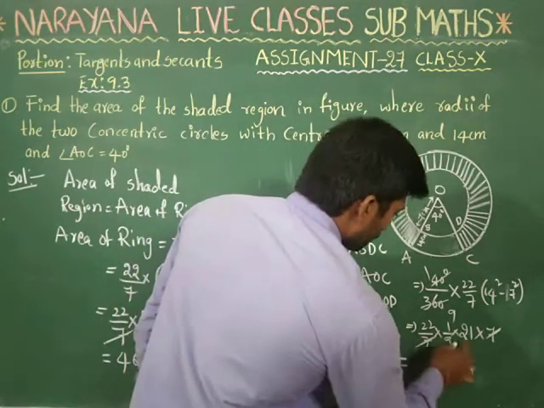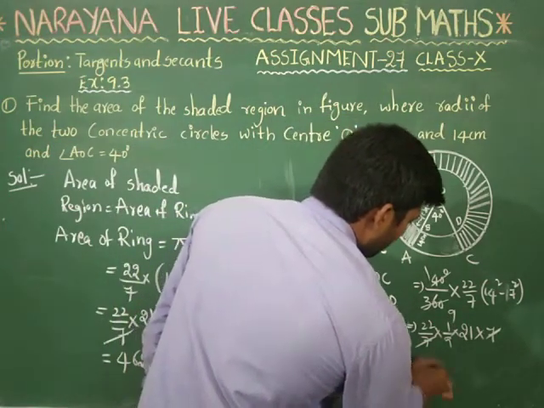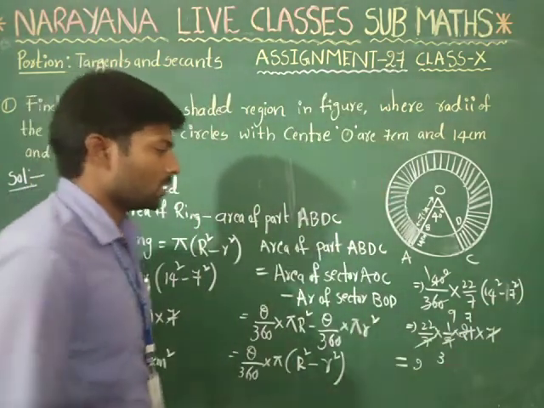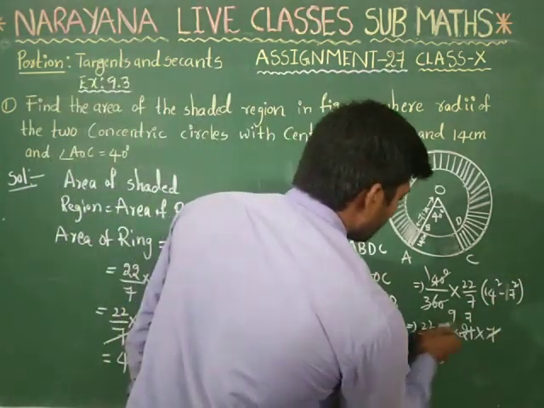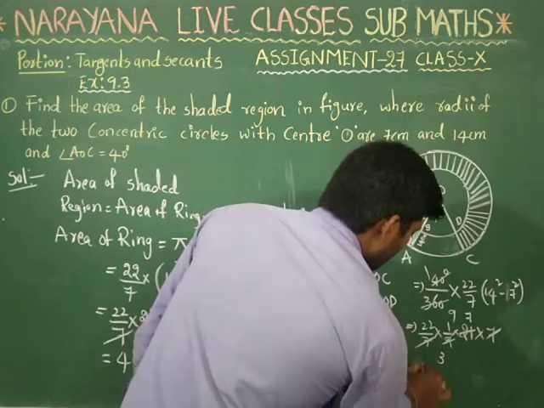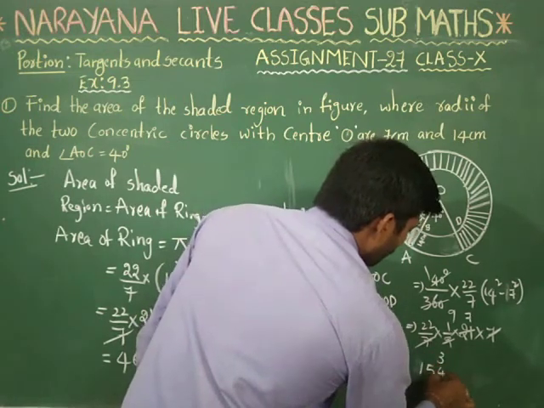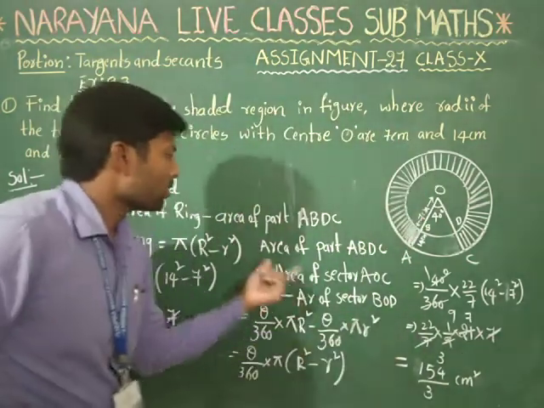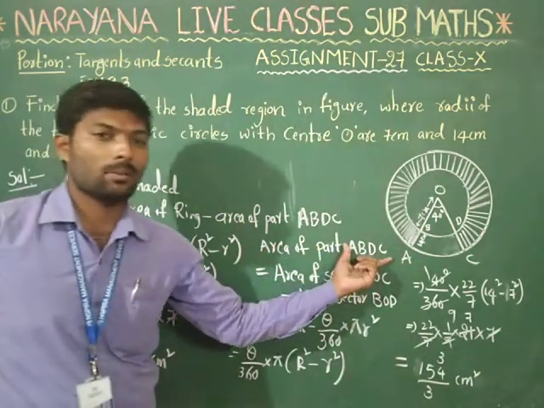Is equal to, so 3 3s are 9 and the 7s cancel. Let me multiply this: 22 into 7 gives 154 upon 3 square centimeter. So this is the area of the part ABDC.